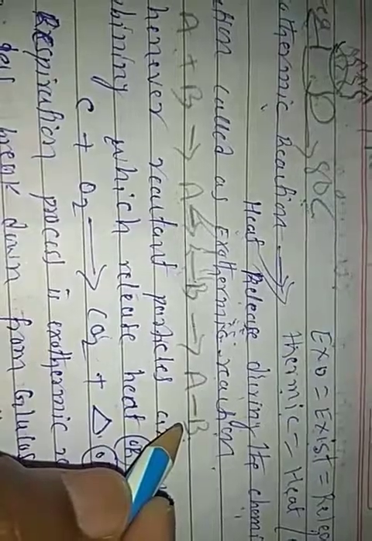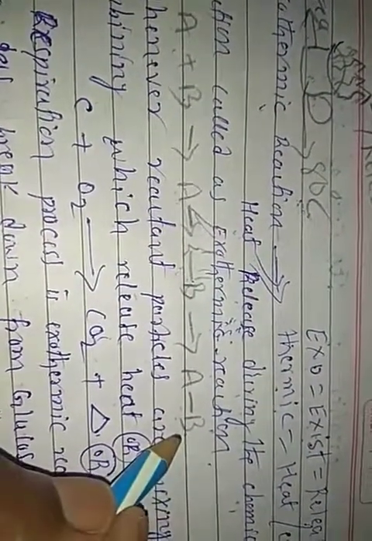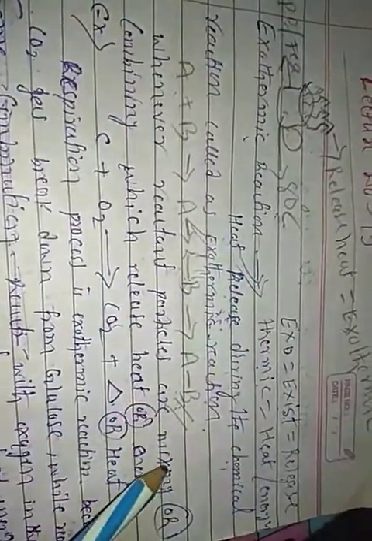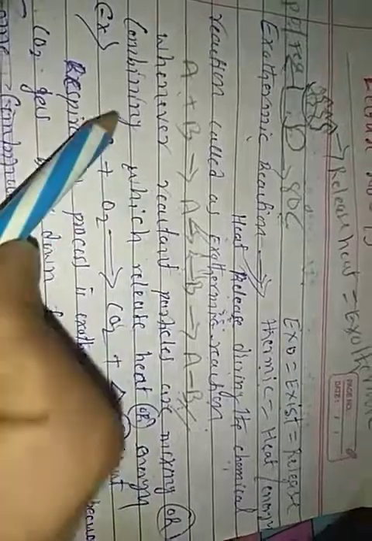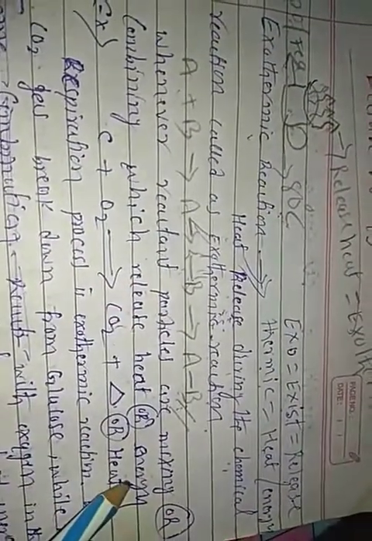So that releasing of heat is an exothermic reaction. After the exothermic reaction, they bond to form a new chemical compound. Right, students? So whenever reactant particles are mixing or combining, which releases an amount of heat, it is called an exothermic reaction.